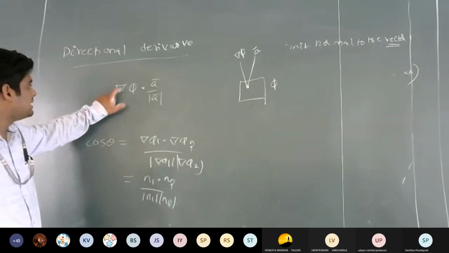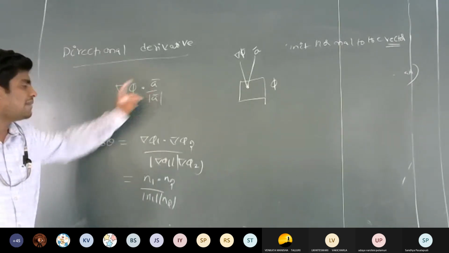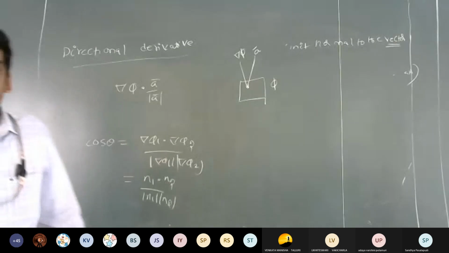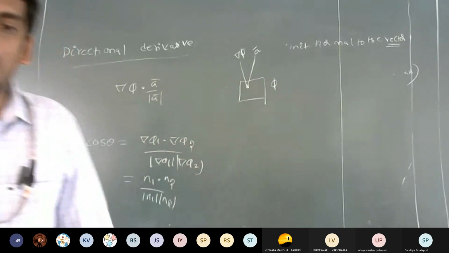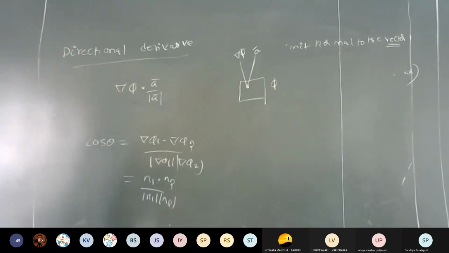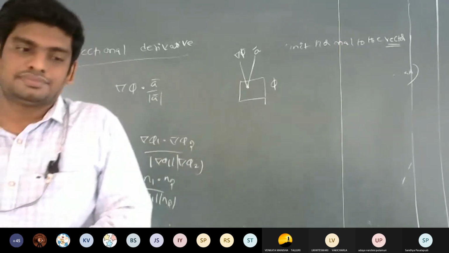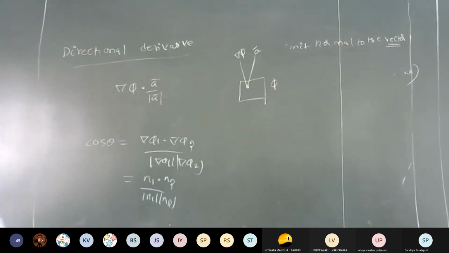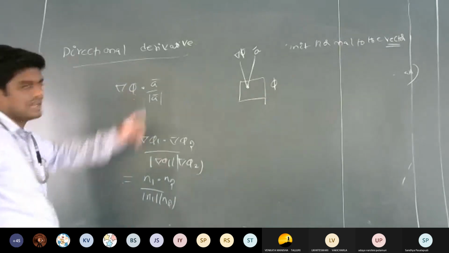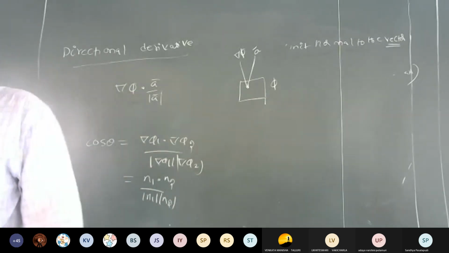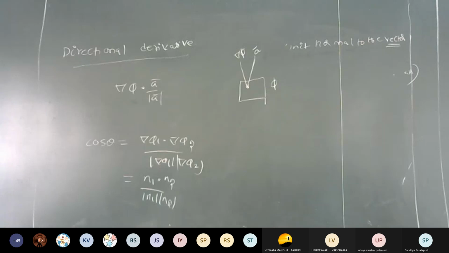Here del phi is a vector and a bar by mod a bar is a vector. So del phi dot a bar by mod a bar is equal to a vector or a scalar? Lalita, what, ma? Is it a vector or a scalar? Scalar.